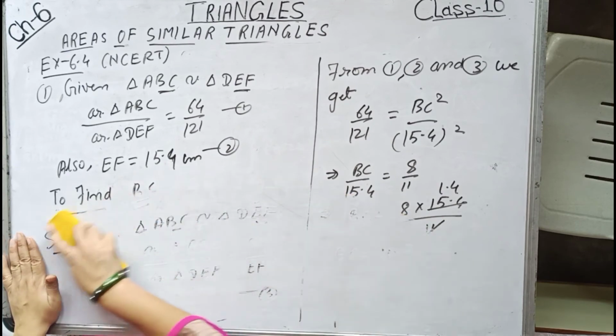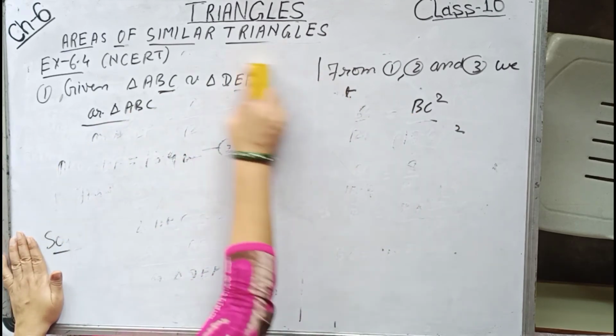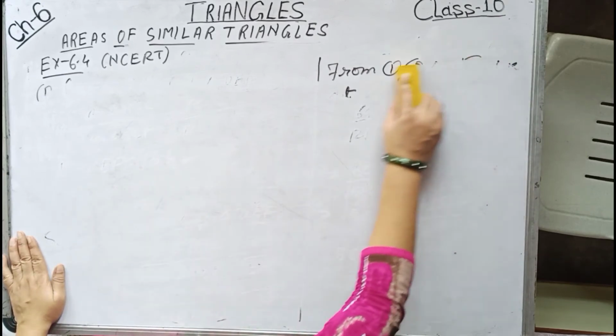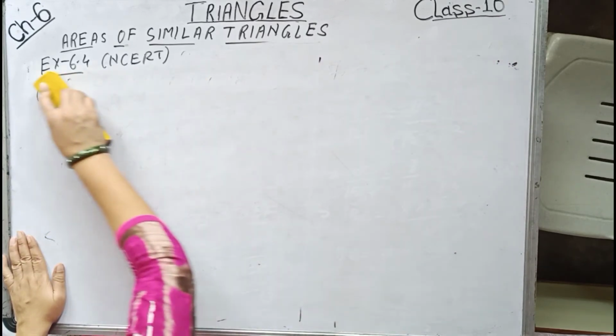So based on the concept of this area of similar triangles, you will be getting similar sums like this. Questions from 1 mark also come from this section.